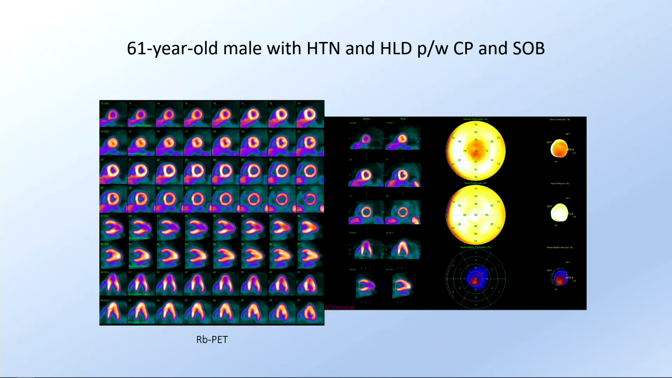There's another case here. This was a 61-year-old male that came with hypertension and hyperlipidemia, came to the clinic. He was complaining of chest pain and shortness of breath, and this patient was sent for a PET. So you can see a stress PET, you can see in the top the stress, you can see in the bottom the rest. And for those of you that don't do PET, you can see there's a defect here in the mid to distal LV, and you can see it here in the plots as well.